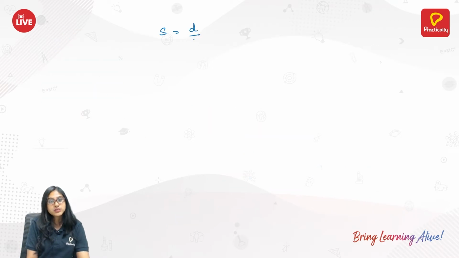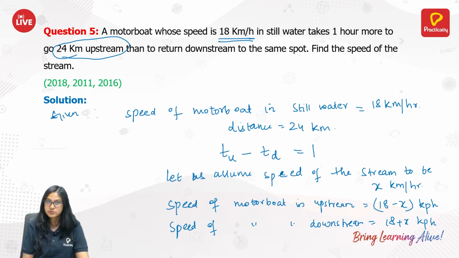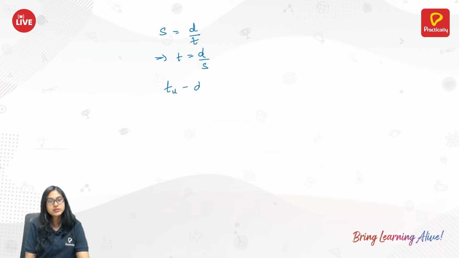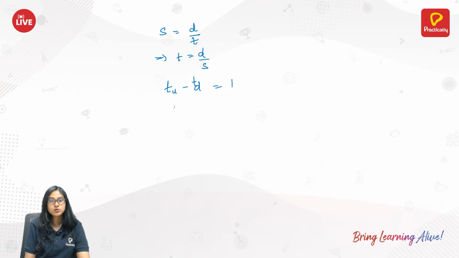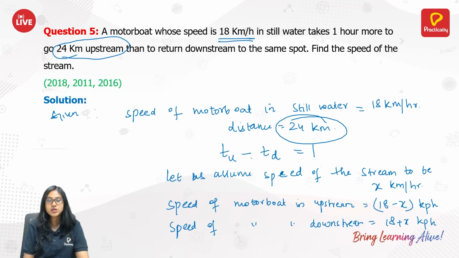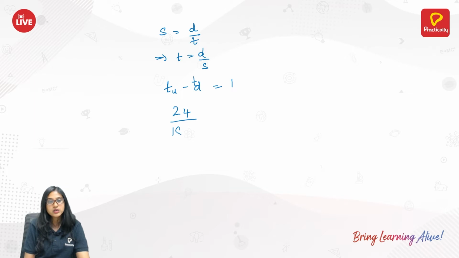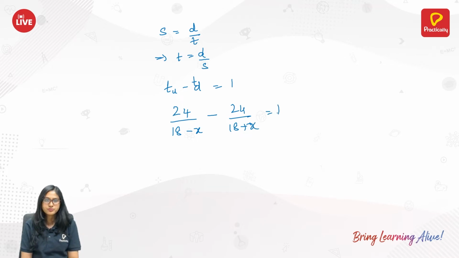Now, what do we have to use? Speed equals distance by time, and time equals distance by speed, obviously. And we know that TU, that is time taken for upstream, minus time taken for downstream, equals 1. So TU minus TD equals 1. What is TU? Distance. Distance is what? 24 kilometer. So 24 by speed of upstream, which is how much? 18 minus x. 24 by 18 minus x minus 24 by 18 plus x equals 1. Can you solve it from here? Obviously, why? You'll get a quadratic equation. We can solve it easily.